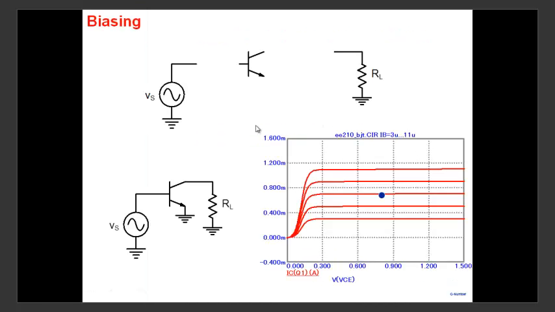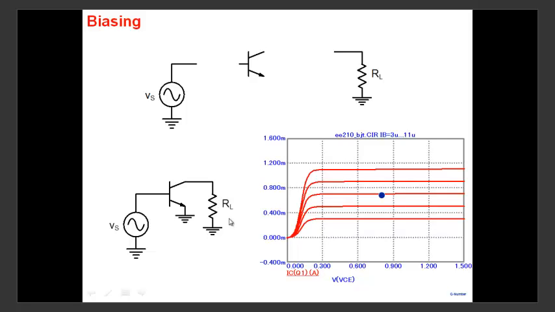All right, so let's start. Last lecture we were looking at a BJT amplifier, and we had said that if we take a transistor and simply attach a source and attach a load, it is not going to amplify.